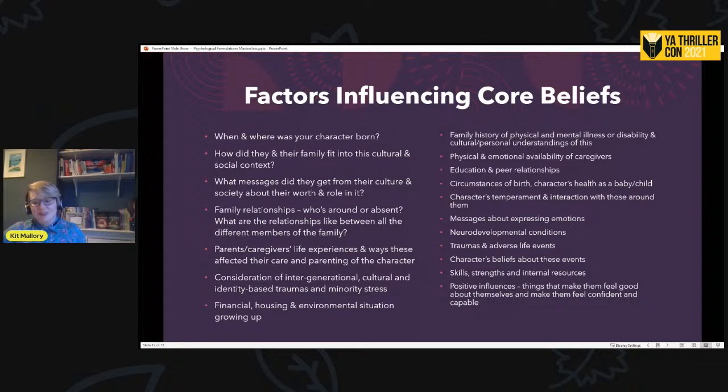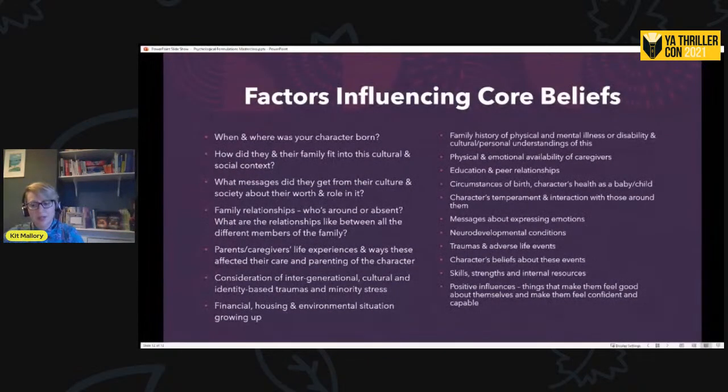What messages did your character receive about expressing emotions growing up? Which emotions were allowed or acceptable? Which ones got a response from other people? What was education like for them, if they were educated? What were their relationships and their interactions with peers like? What did they find easy or hard? What was their health like?